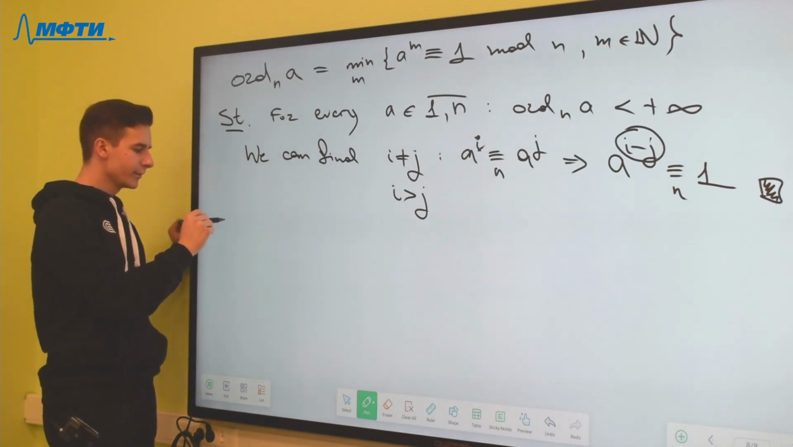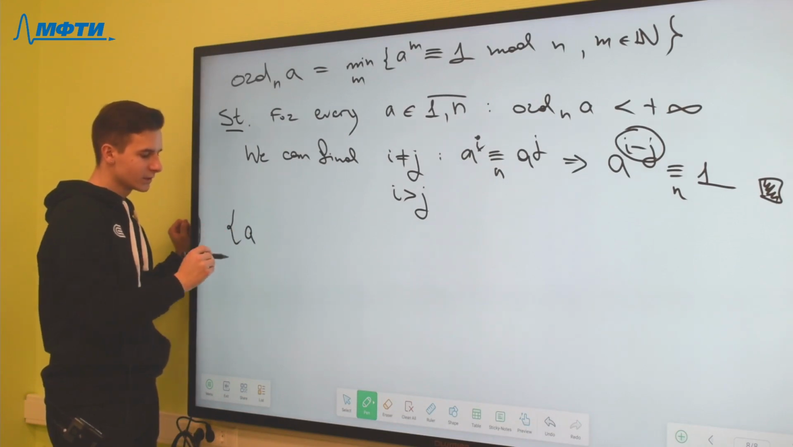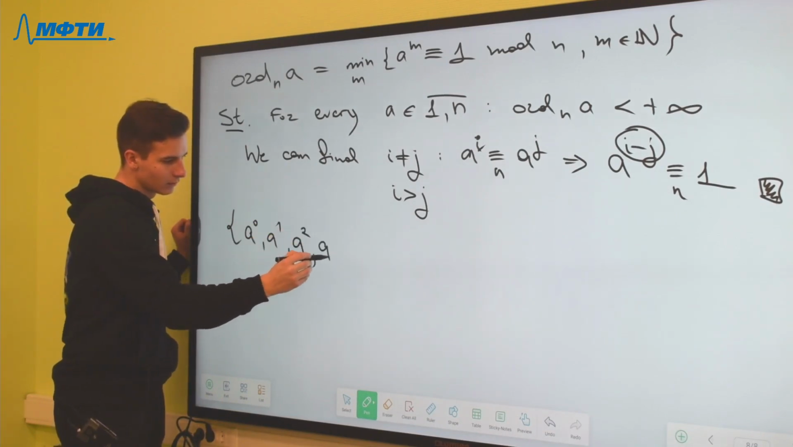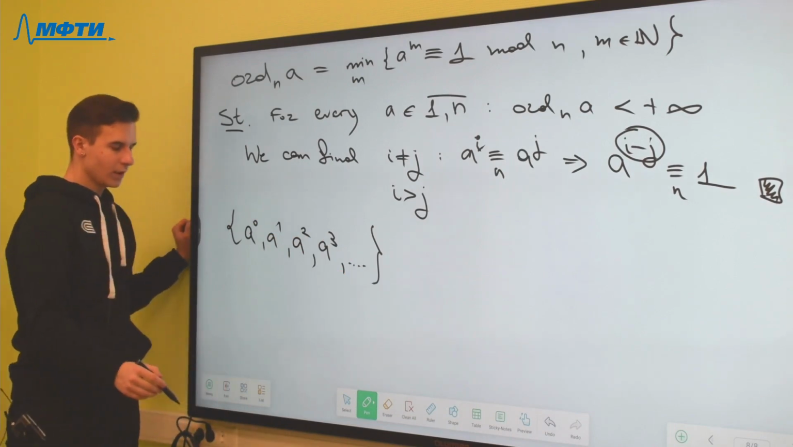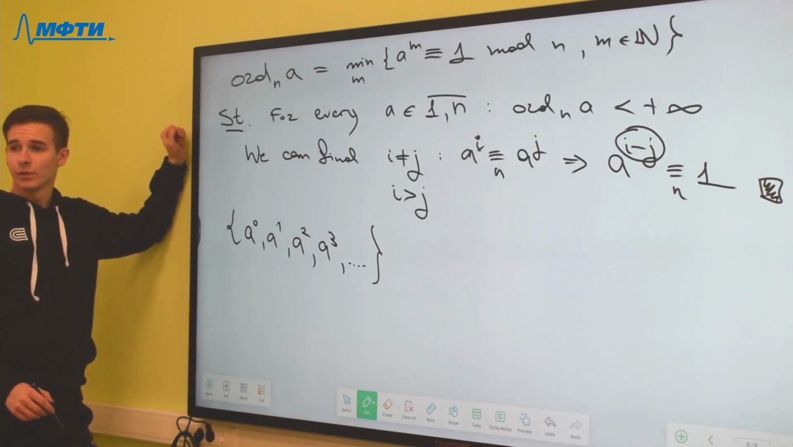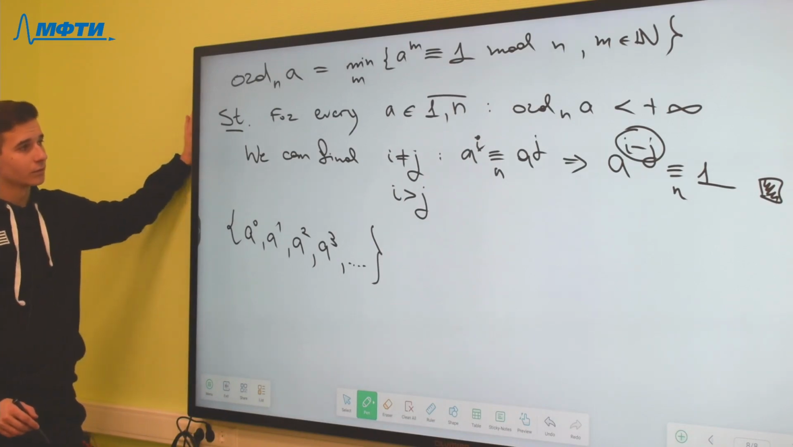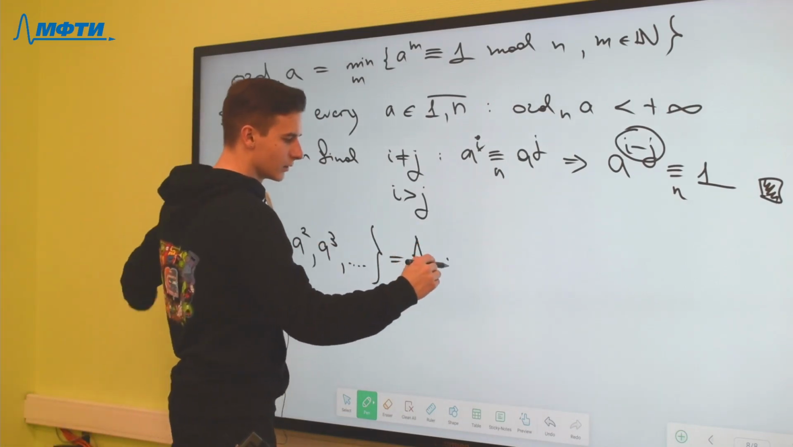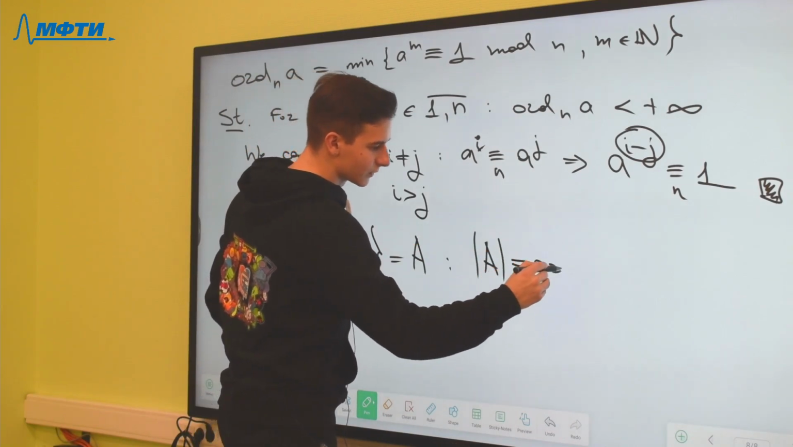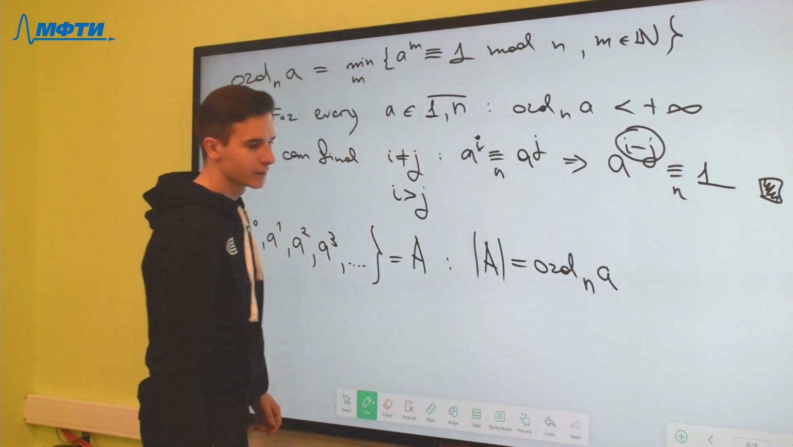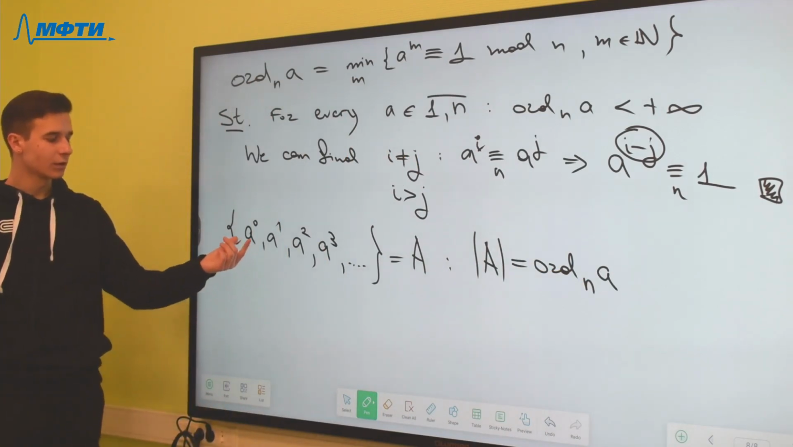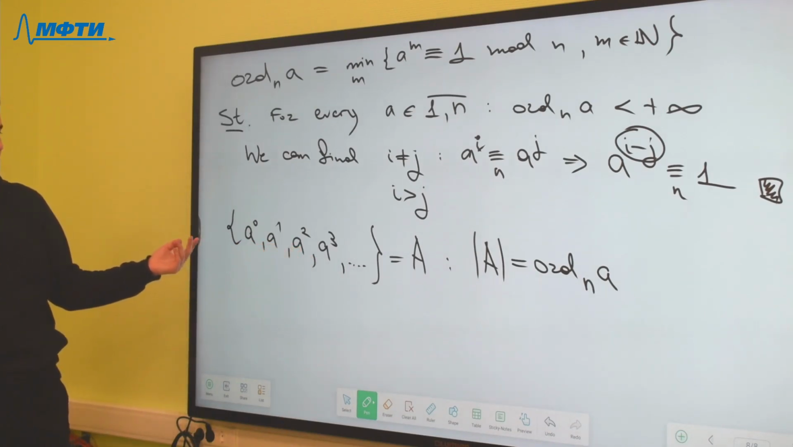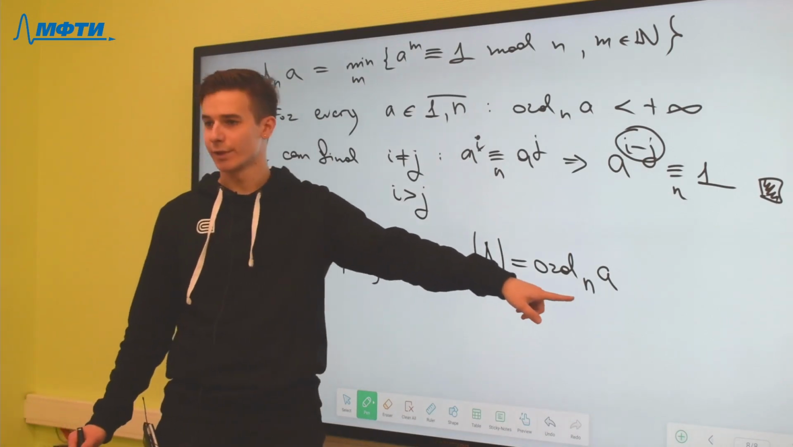So if we try to understand what is the set of A to the integer powers, we find that it is a finite set such that the number of its elements is equal to the order of A. Of course, we say that two numbers in this set are equal if their difference is equal to 0 modulo n.